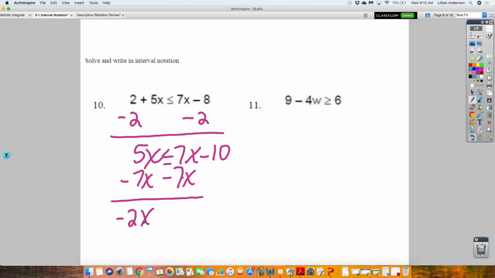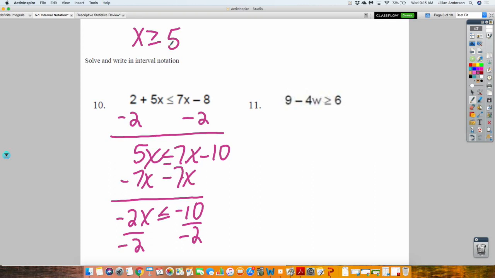Okay. Almost done. Last thing I need to do to get x by itself is divide by negative 2. And who remembers that when you divide by a negative, you flip the sign. So you have x is actually greater than or equal to, what's negative 10 divided by negative 2? 5. There you go. Anytime you divide by a negative, you can't forget you've got to flip the sign.